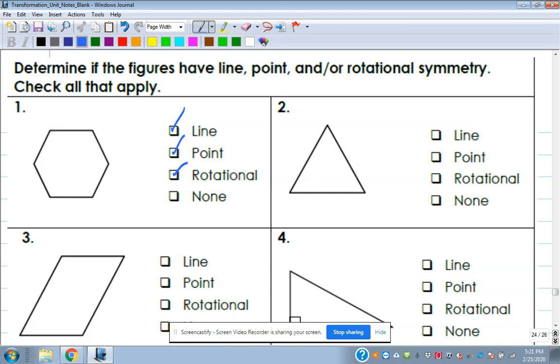Now, number 2, we've got a good old triangle. Fun little picture. What kind of symmetry could a triangle have? Line symmetry. Does it have point symmetry? No, definitely not. You turn the triangle upside down, it doesn't look like the same triangle anymore. So that's definitely not point symmetry. But could it be rotational? Yeah, if we rotate this 60 degrees, it flops over to the other side, and we're back to being that triangle with the point at the top. So rotational and line on that one.